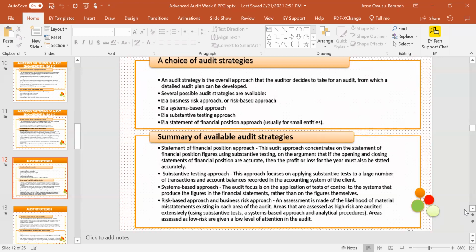In the statement of financial position approach, the audit concentrates on the statement of financial position figures using substantive testing, but the argument is that if the opening and closing statements of financial position are accurate, then the profit or loss must also be stated accurately. Substantive testing is more of test of details, test of transactions, test of balances. The system-based approach is more of testing internal controls. The risk-based approach is assessing the likelihood of material misstatements. So that's a typical summary.